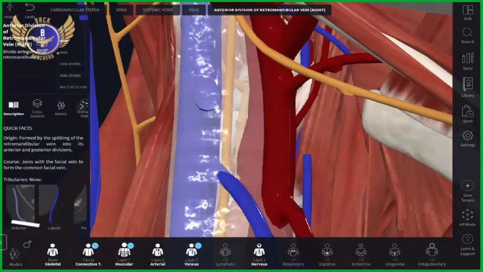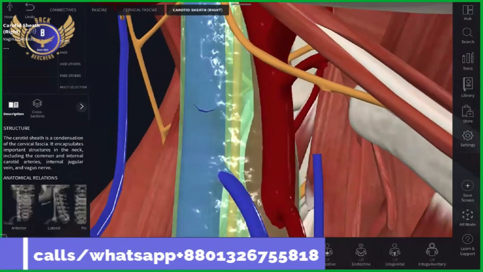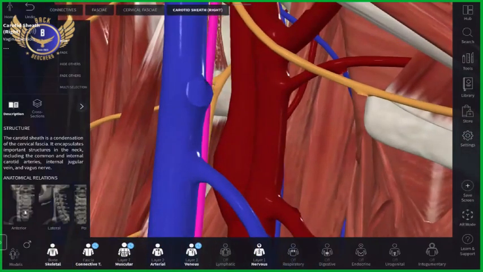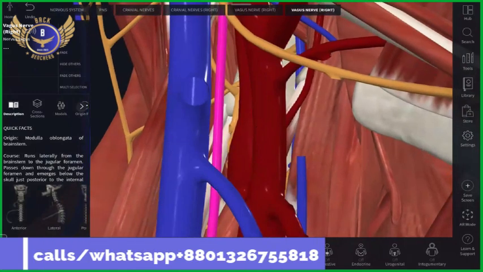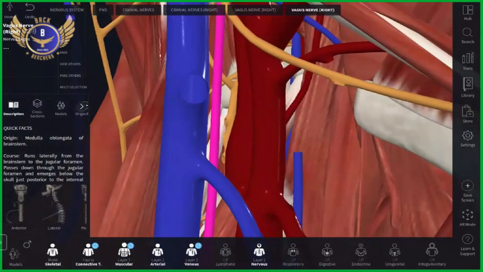Simple as that. Now I'm removing the sheath and I'll be showing you this is our vagus nerve. This is our vagus nerve. All these things are in the carotid triangle.